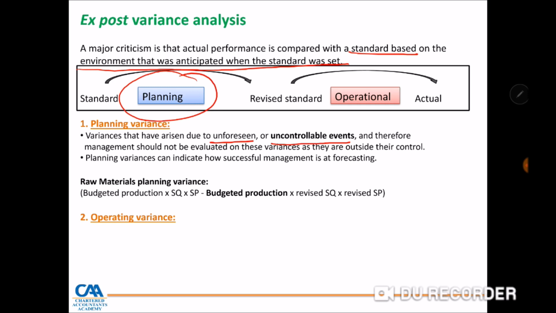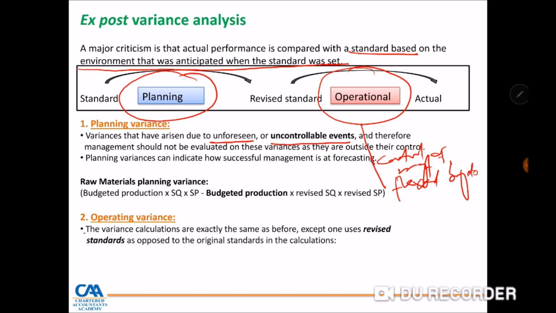Then once you have taken out planning, we now need to look at the operational variances. Normally these are within the control of management. And from a performance evaluation perspective, we normally want to evaluate management on operational variances because those are the ones within their control. And normally that's why we make use of flexed budgets, because we want to take out planning variances.